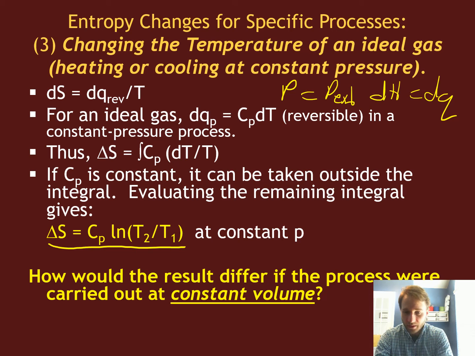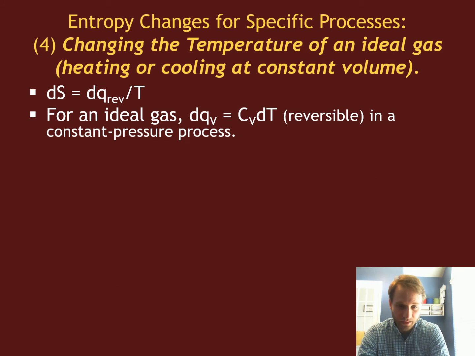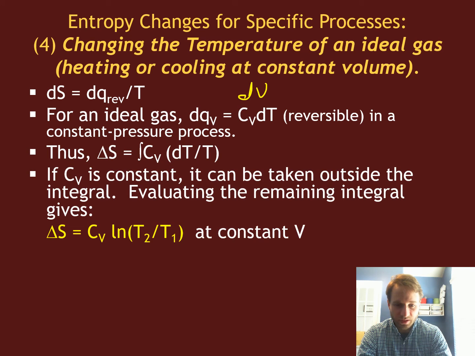And what do we think this is for constant volume? It's going to be the same expression but with Cv. For a constant volume process, dQ is equal to dU, and dU is Cv dT, so you get the same final expression, now with Cv. So delta S is Cv ln T final over T initial for a constant volume process, and Cp for a constant pressure process.